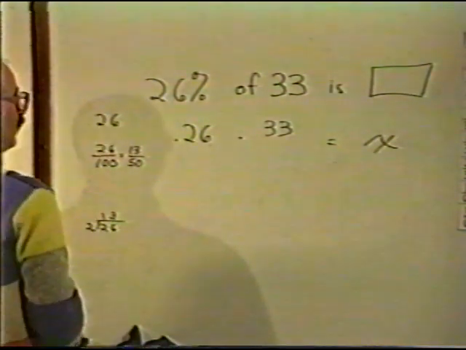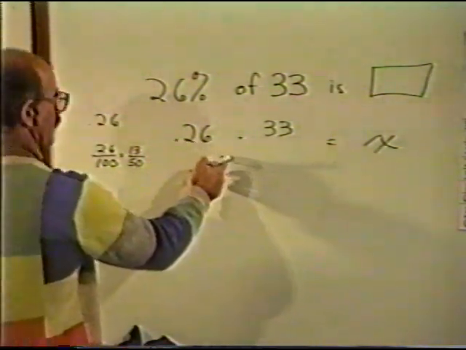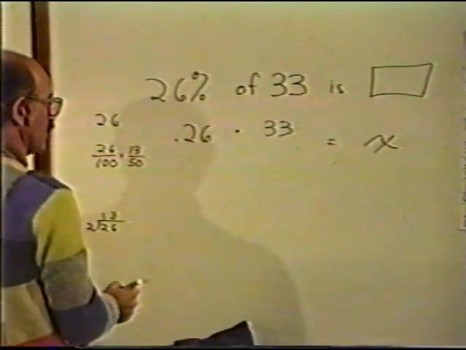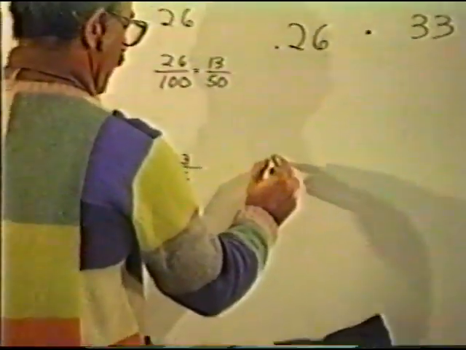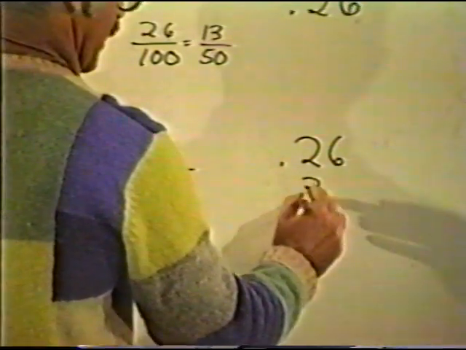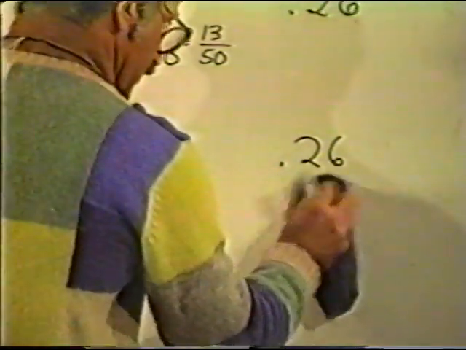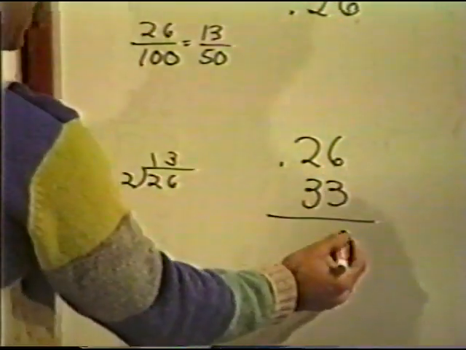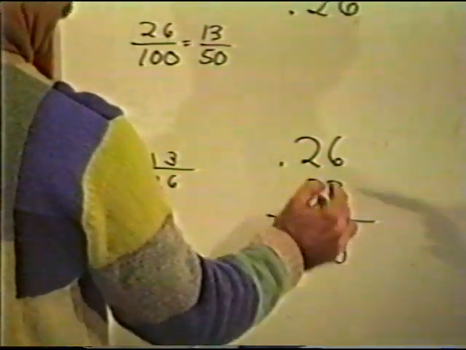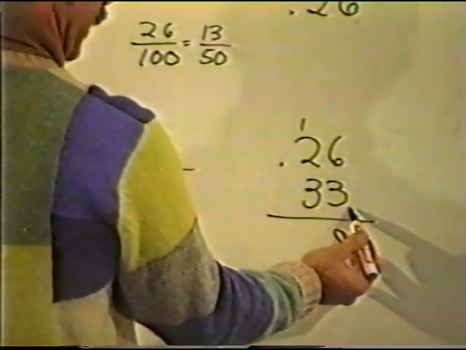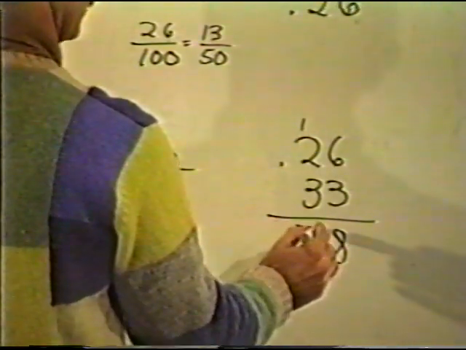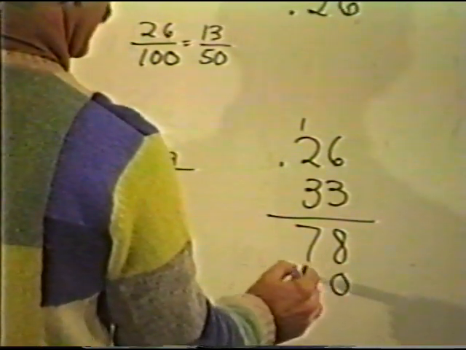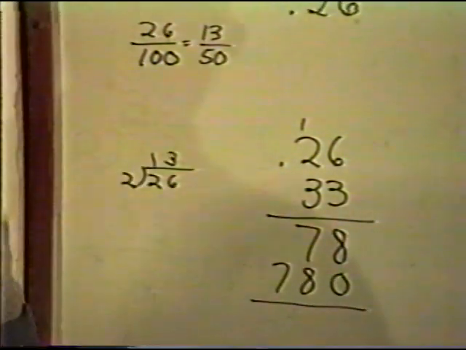But we do have a multiplication problem. 0.26 times 33. And we'll have to do that work on the side. 0.26 times 33. Six times 3 is 18. Carry the 1. 2 times 3 is 6, plus 1, 7. And the second row is also by 3. We put in our 0, and we'll get, again, 78. And now we add them up.